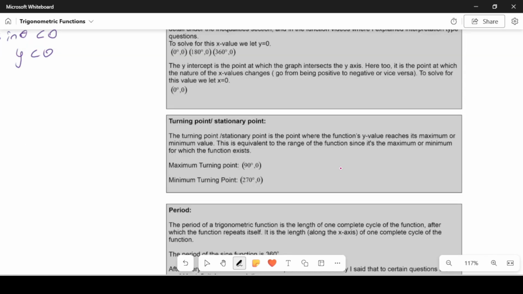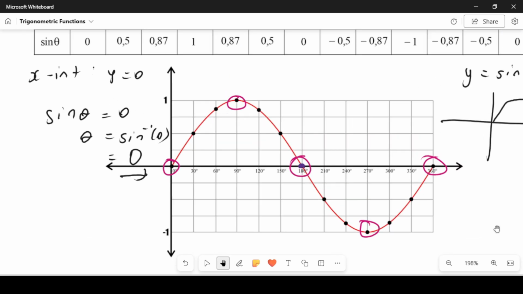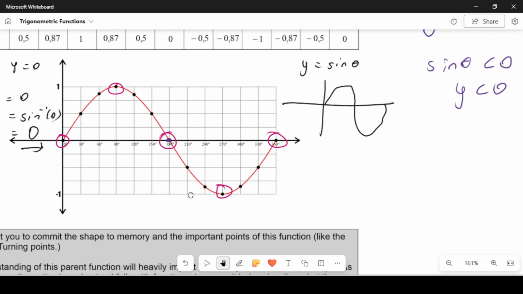The turning point or the stationary point is a point where the function's y value reaches a maximum or a minimum. This is equivalent to the range of the function, since it's the maximum or minimum for which the function exists. Where do we get these values? It's 90 and 270. So if you go here, at 90 degrees, the function is 1, and at 270, the function is minus 1.